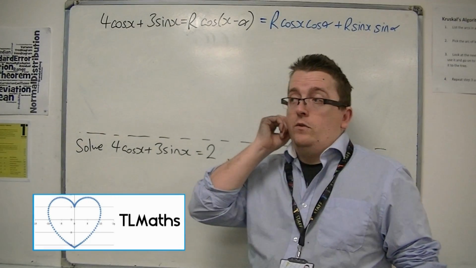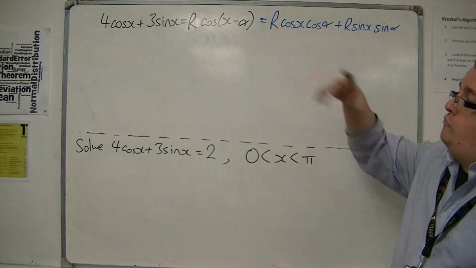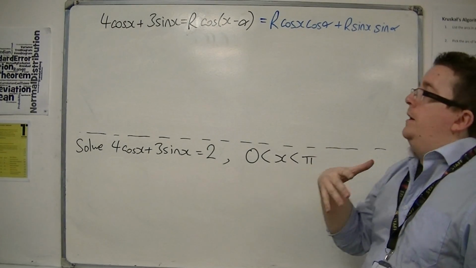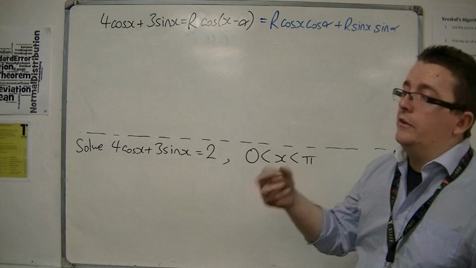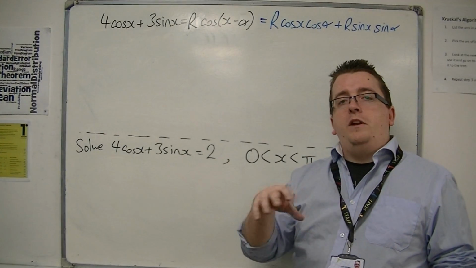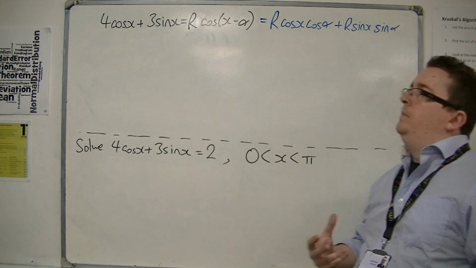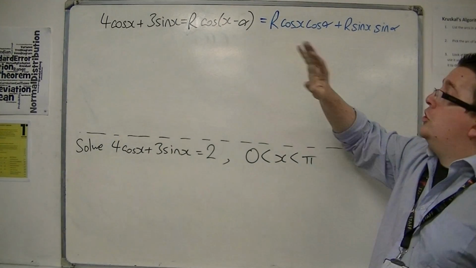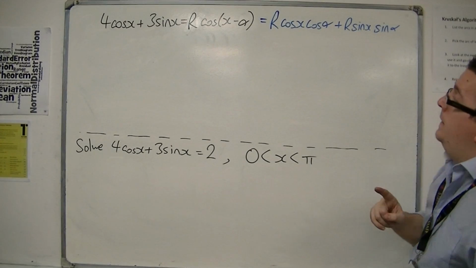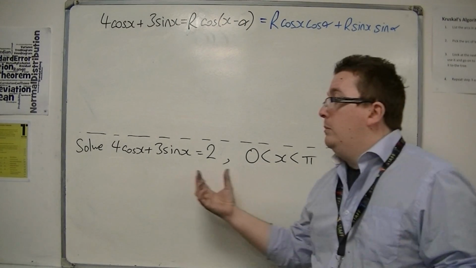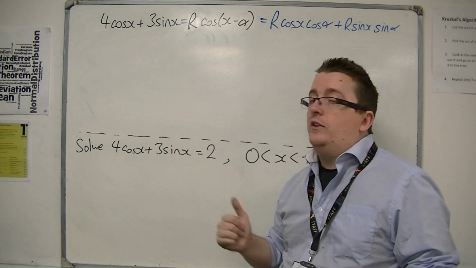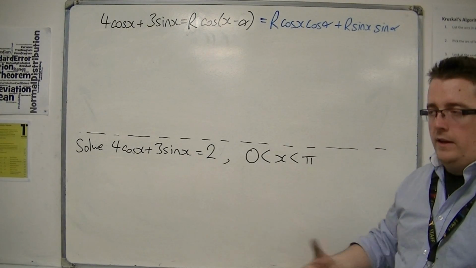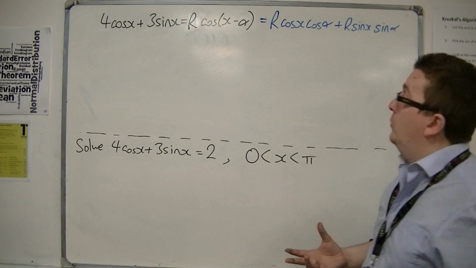In the previous video, I showed a way of writing an expression in cosine and sine as an equivalent form involving r sine (x plus alpha). I'm going to work through a similar example here where we're going to be writing 4 cos x plus 3 sine x as r cos (x minus alpha), and then we want to be able to solve 4 cos x plus 3 sine x equals 2 using our answer. So I'm going to move through at a faster pace with this one.